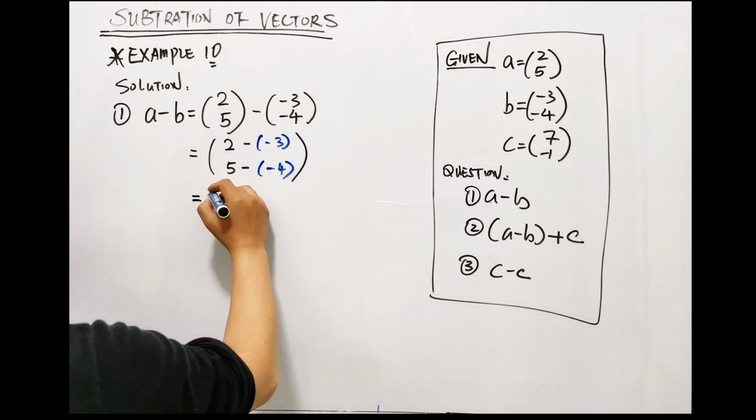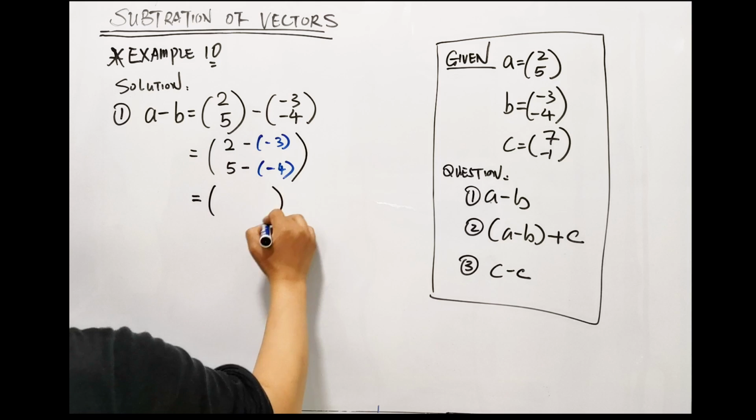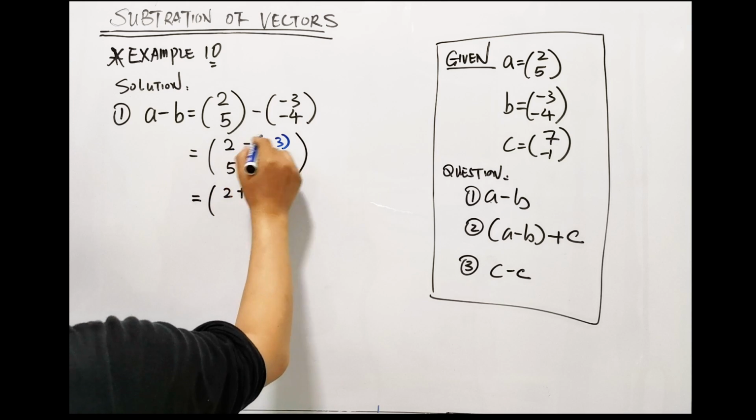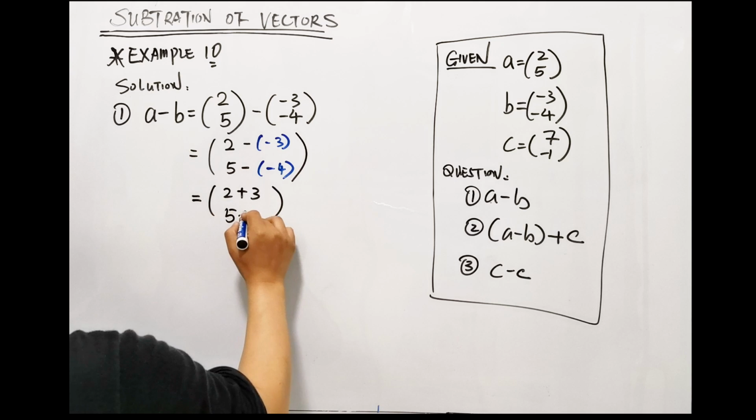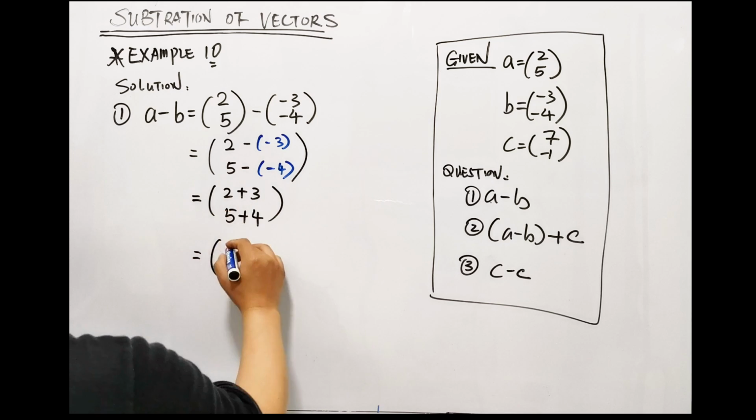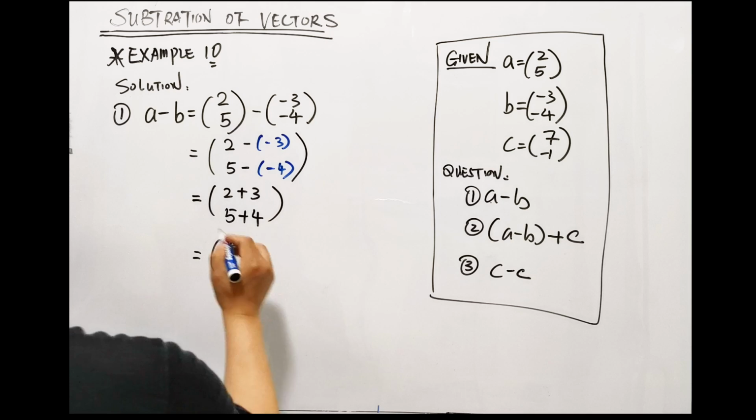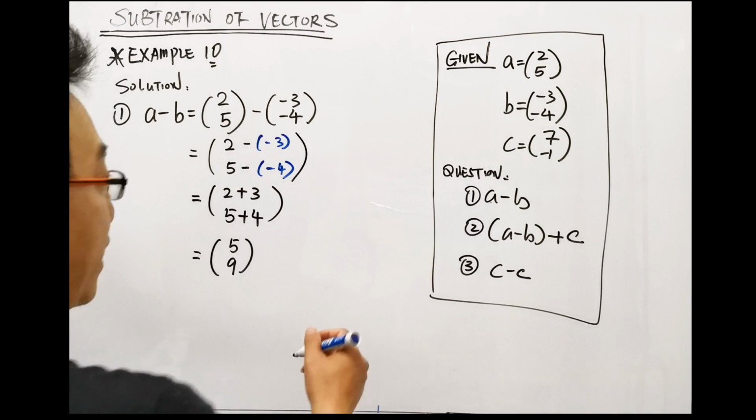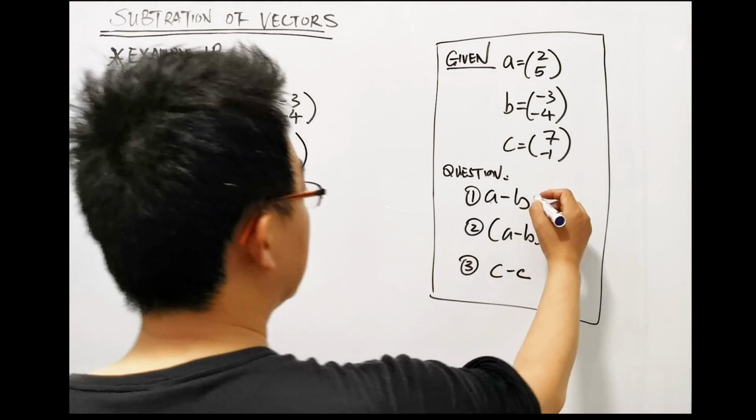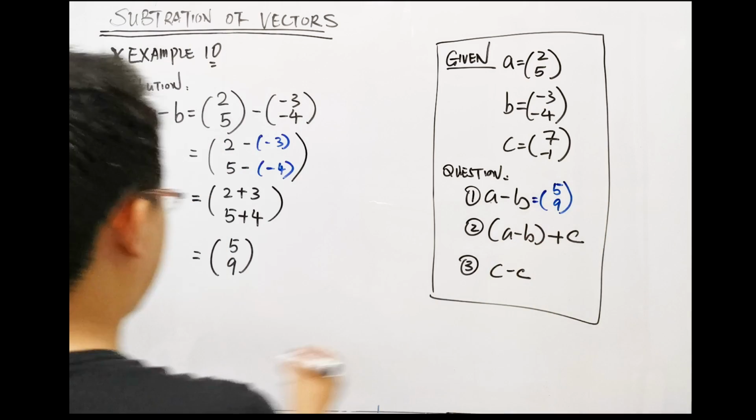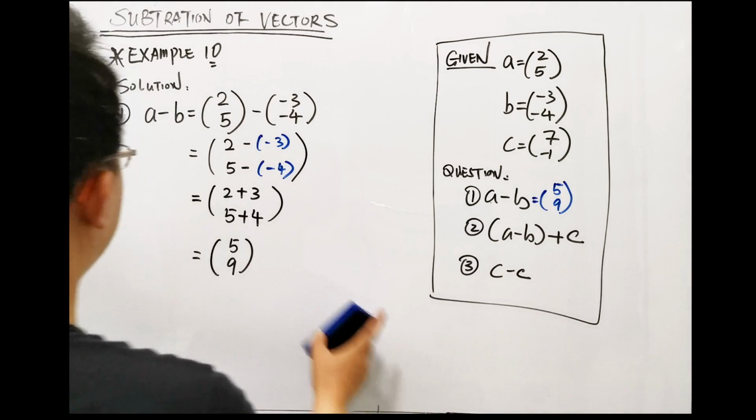So from here we get the answer. We know that 2 plus 3, because the minus signs cancel each other, and 5 plus 4, right? So what's the answer? 5 and 9. Okay, 5 and 9 is the answer for the first one, right? Let's write the answer here. So that is equal to 5 and 9.